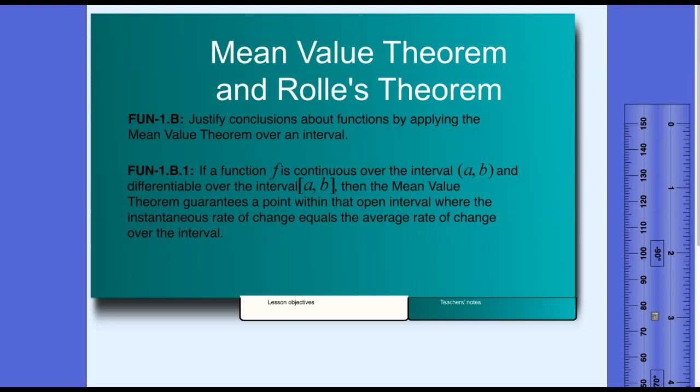Our standard for this lesson is functions-1.b.1. If a function f is continuous over the open interval ab, and differentiable over the closed interval AB, then the mean value theorem guarantees a point within that open interval where the instantaneous rate of change equals the average rate of change over the interval.